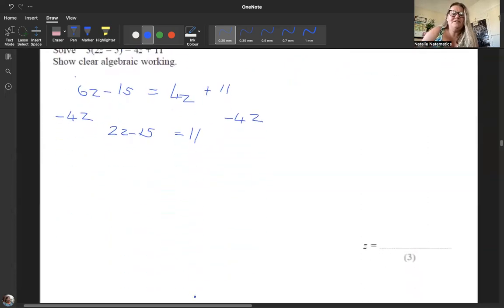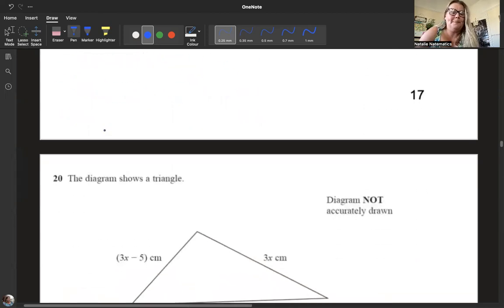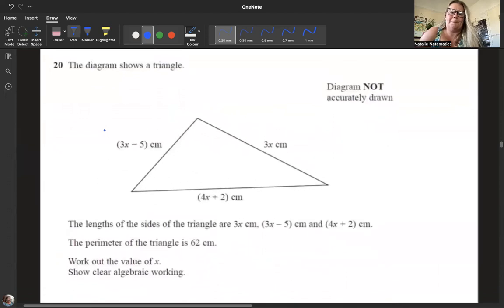Then we're going to add 15 to both sides. So we'll have 11 plus 15, 26. Then we're going to divide that 26 by 2, giving us 13. As I said, I'm not going to go through each of them.